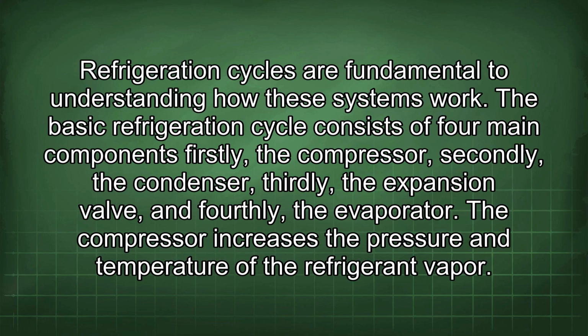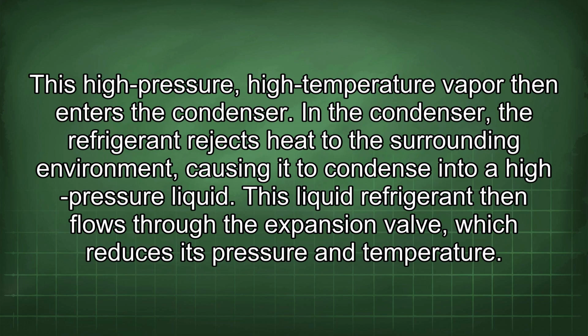Refrigeration cycles are fundamental to understanding how these systems work. The basic refrigeration cycle consists of four main components. Firstly, the compressor. Secondly, the condenser. Thirdly, the expansion valve. And fourthly, the evaporator. The compressor increases the pressure and temperature of the refrigerant vapor. This high-pressure, high-temperature vapor then enters the condenser.